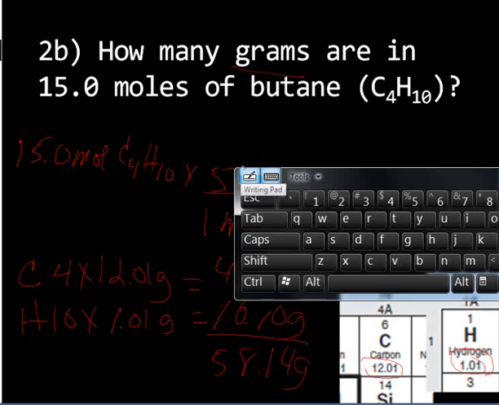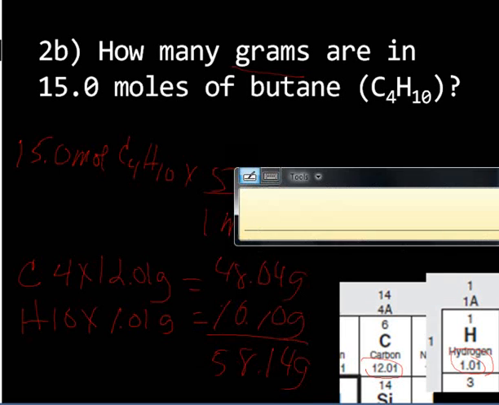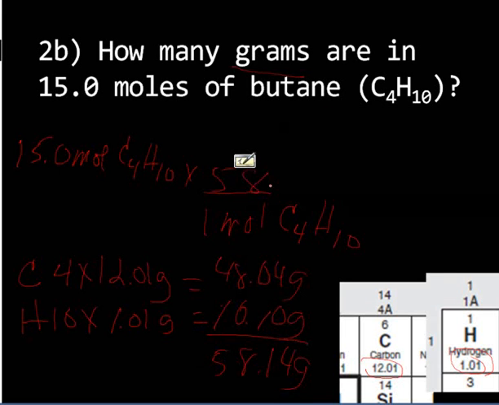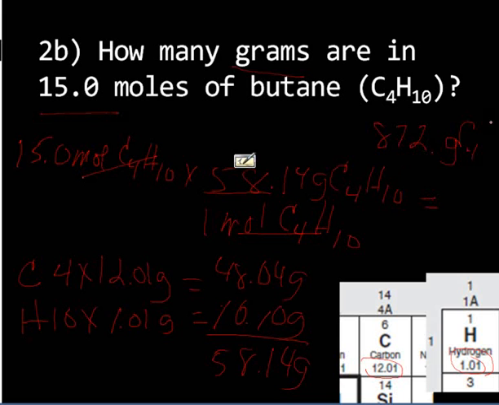58.14 grams of butane. I can cancel out my moles of butane and I'm left with grams. If I multiply 15 times 58.1, I get 872, and I'm going to stop there, right, because I've got 3 sig figs here and I need 3 sig figs in my answer, grams of butane. And that's going to do it.